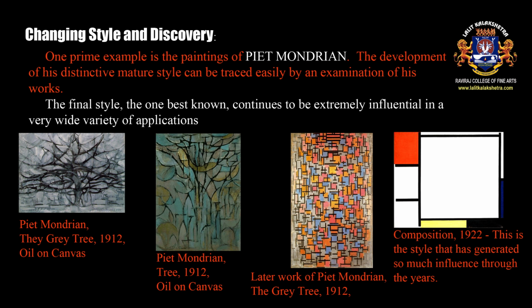Fig. 2, Piet Mondrian, Tree, 1912, oil on canvas. Fig. 3, later work of Piet Mondrian, The Grey Tree, 1912, oil on canvas. Fig. 4, Piet Mondrian, Composition, 1922. This is the style that has generated so much influence through the years.